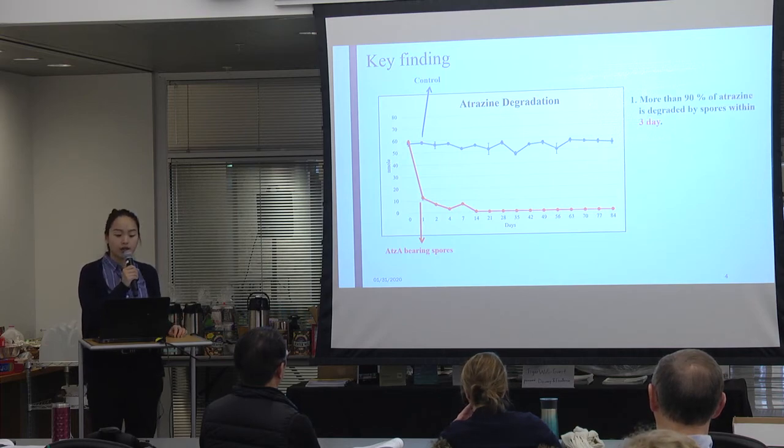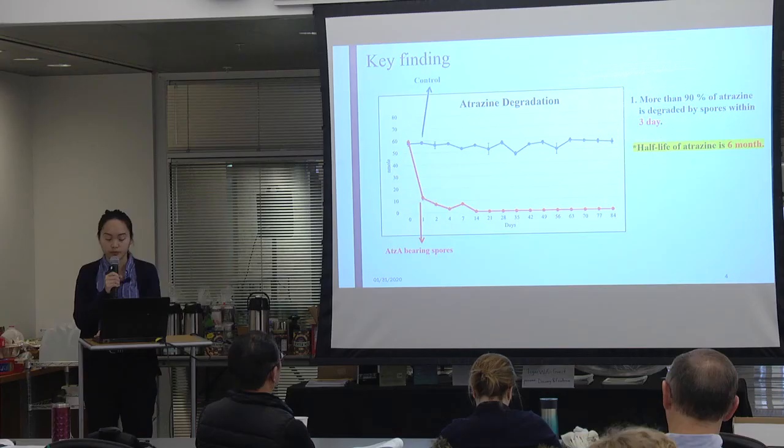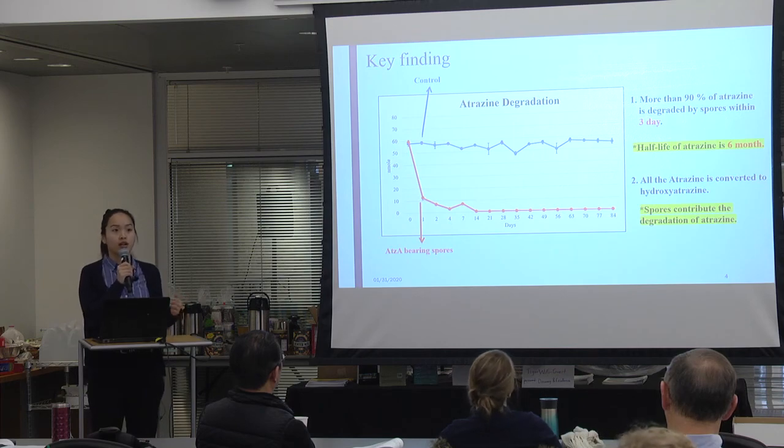As you can see here, more than 90% of the atrazine is degraded by the spores within 3 days. And just recall that the half-life of atrazine is 6 months. So compared to the 6 month half-life of atrazine and then 3 days, our spores work super efficiently. And all the atrazine is converted to hydroxyatrazine, which means our spores contribute to the degradation of atrazine.